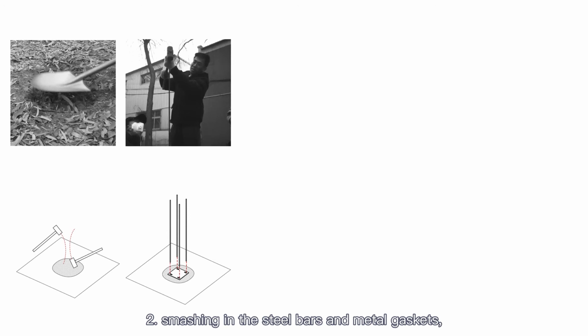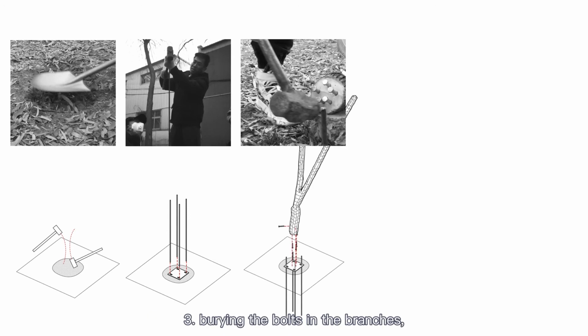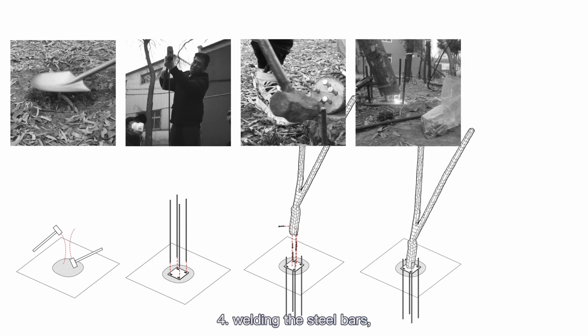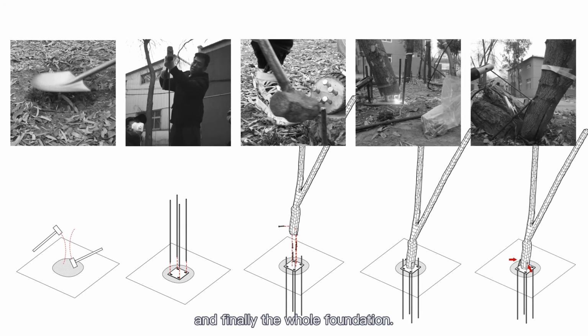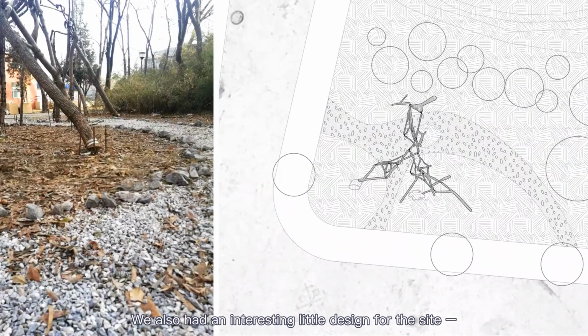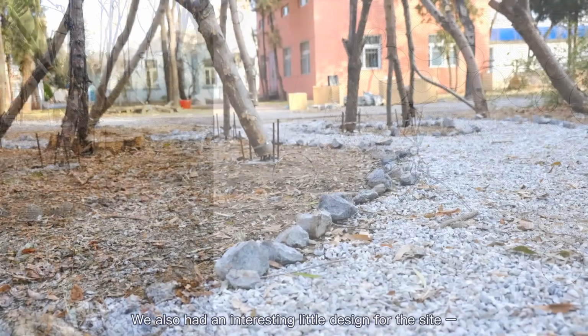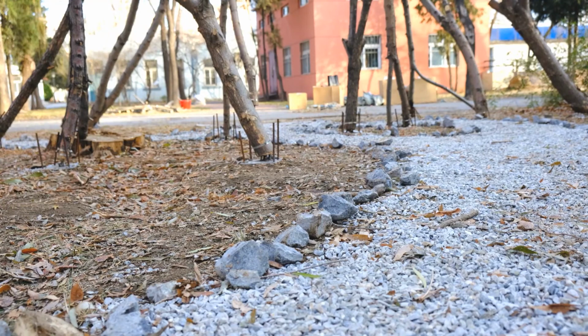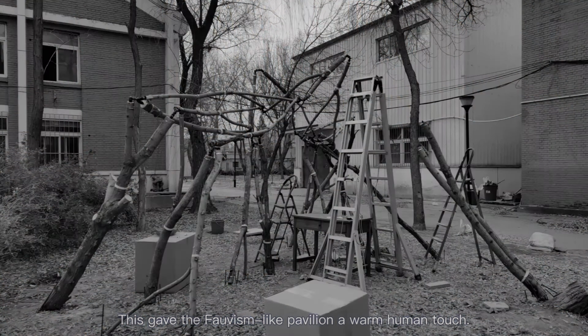Second, smashing in the steel bars and the metal gaskets. Third, burying the bolts in the branches. Fourth, welding the steel bars. And finally, the whole foundation. We also had an interesting little design for the site, a gravel path. This gave the Fauvism-like pavilion a warm human touch.